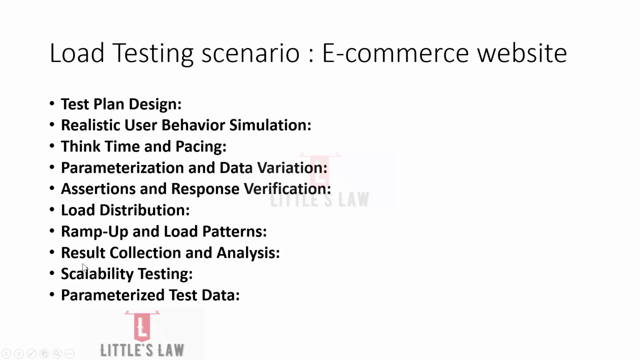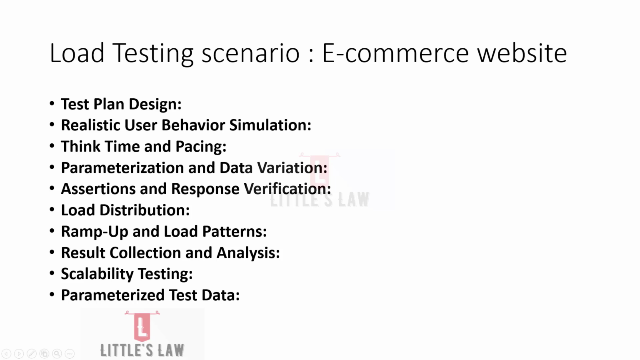And then coming back to the eighth point, which is the result collection and analysis. So we have to configure JMeter to save the test results, including response times, throughput, and the error rates. And after the test, we have to analyze the data using JMeter's built-in listeners or by exporting results to external tools like Apache JMeter's dashboard report.